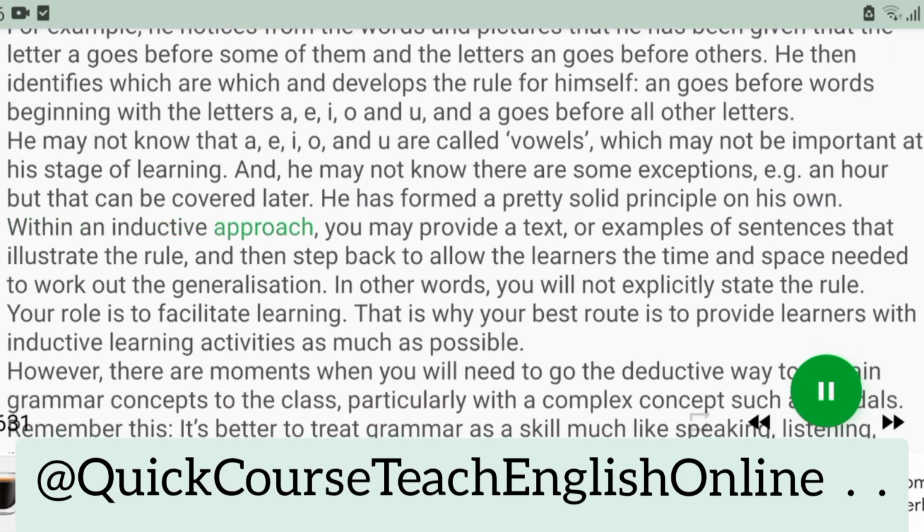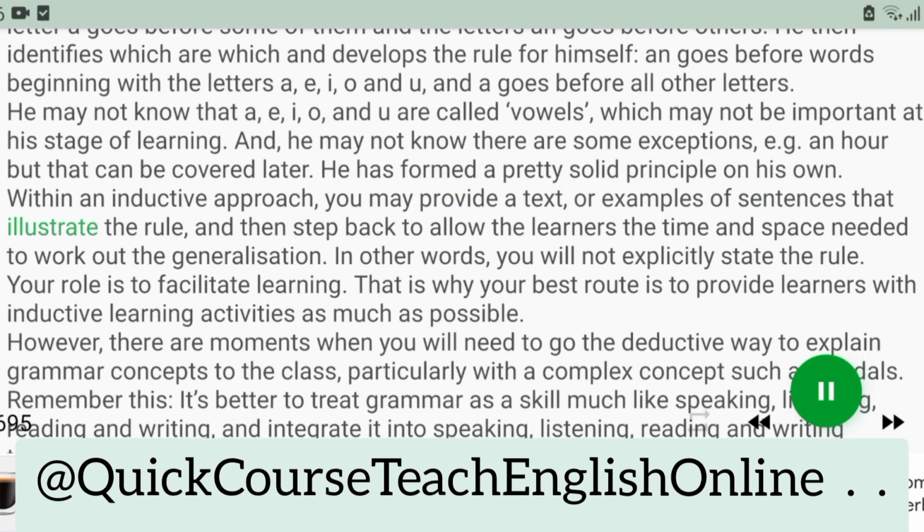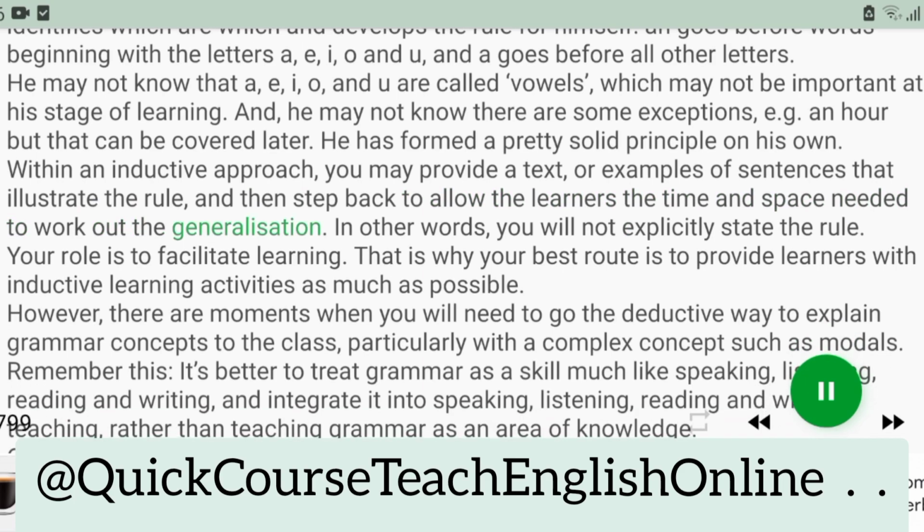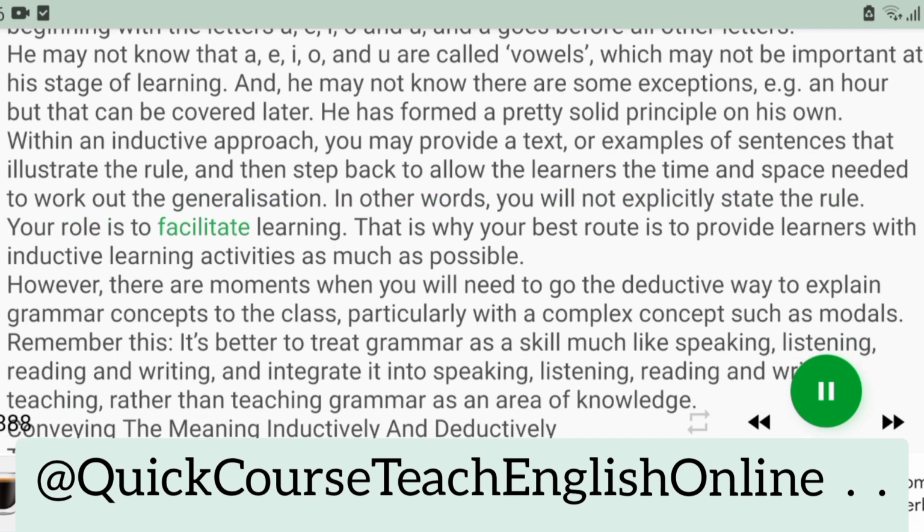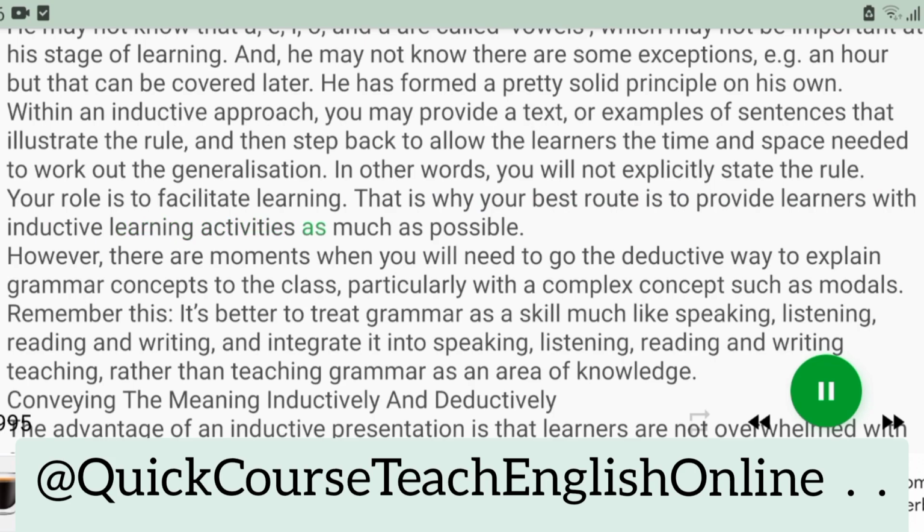Within an inductive approach, you may provide a text, or examples of sentences that illustrate the rule, and then step back to allow the learners the time and space needed to work out the generalization. In other words, you will not explicitly state the rule. Your role is to facilitate learning. That is why your best route is to provide learners with inductive learning activities as much as possible.